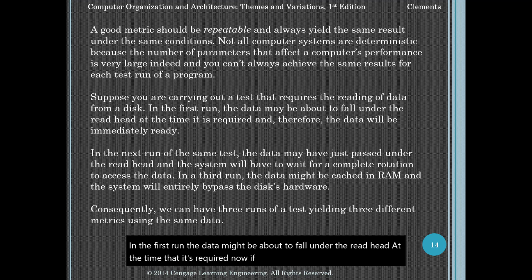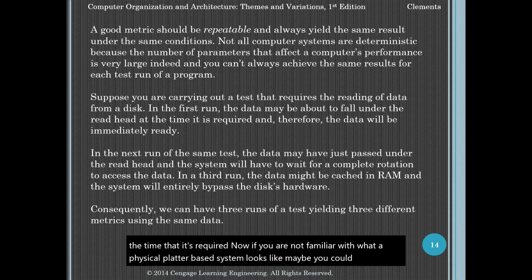required. Now, if you are not familiar with what a physical platter-based system looks like, maybe you could picture something you've seen before. I always lean on record players. I guess most people have seen a record player. You have the disc, and then you have a head that reads off the top of that disc. So you can think of a traditional record player. That's basically what these platter-based hard drives look like. And I definitely recommend that you go look up some pictures online if this is not helping you follow.